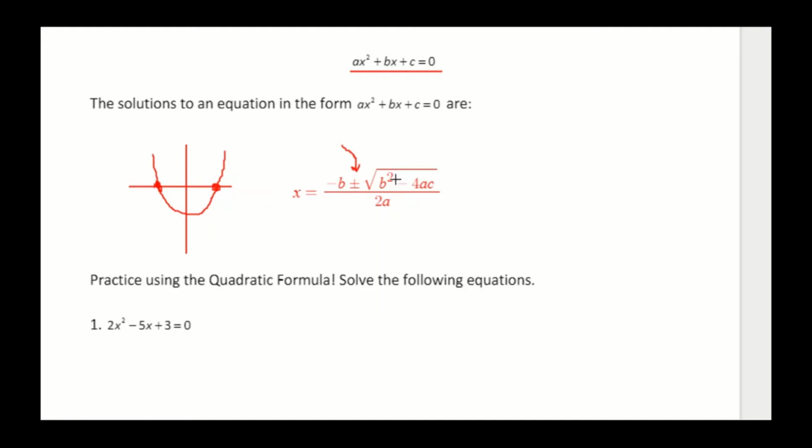It is possible that you have just one solution, like we saw if we had a parabola that came down, hit the x-axis, and then bounced back up. In that case, you'll see that you have a 0 underneath here, and we'll talk more about that a little bit later. So let's just jump into some of these examples.